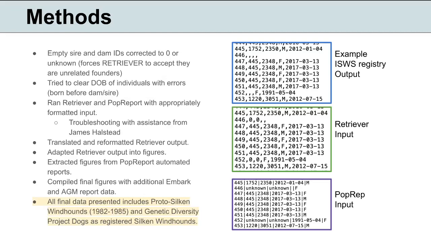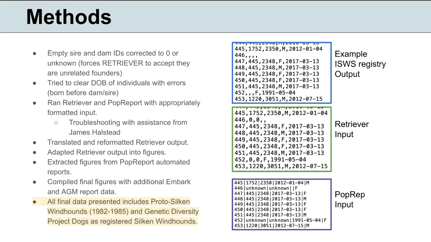Additionally, empty sire and dam IDs were corrected to 0 or unknown, which forces Retriever to accept that they are unrelated founders. I tried to clear date of birth from some individuals with errors so that I could get more complete kinship calculations without the programs complaining too much. I ran Retriever and PopRep with appropriately formatted inputs. Again, James Halstead helped me with troubleshooting.